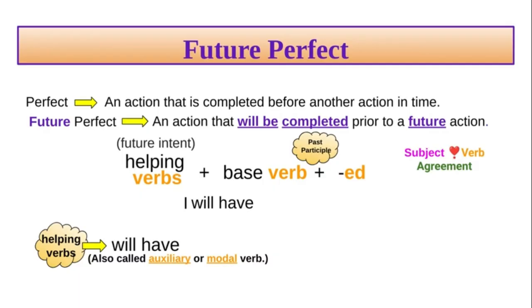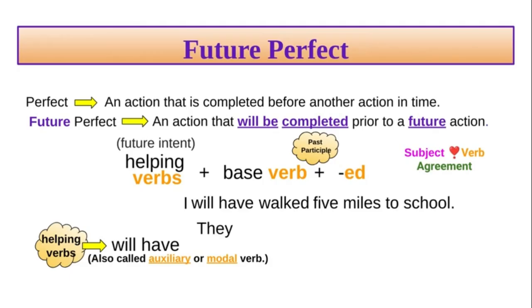Okay? Here is a sentence using the first person pronoun I, the helping verb will, have. Okay? The helping verb will and the present form of the helping verb have. The base form of the infinitive to walk with an ed ending. I will have walked 5 miles to school.